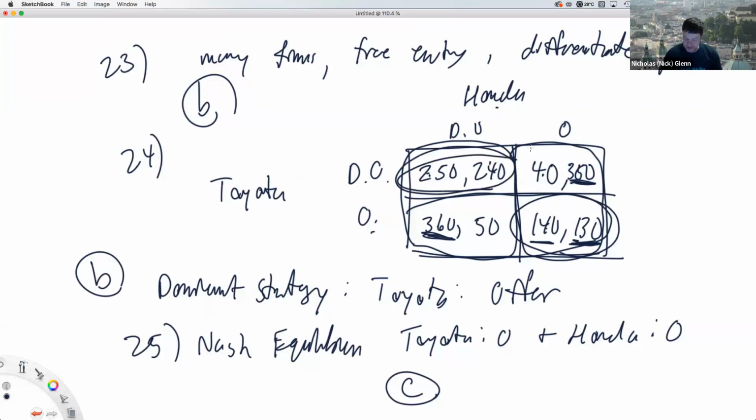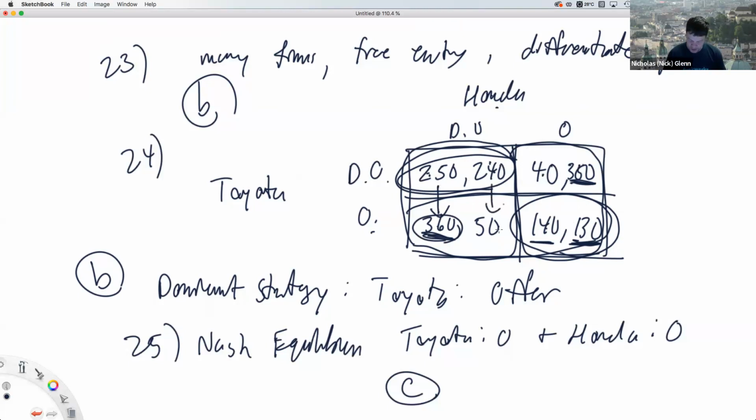Now, why is this, they're better off right here, right? 250 and 240. Why isn't that the Nash equilibrium? Well, it's because here there's an incentive to cheat and deviate. Remember, Toyota and Honda, they're concerned about their own profits. They answer to their own stockholders. They're concerned about them. So if Honda's like, well, okay, I won't offer, well, Toyota has incentive to cheat or deviate because they can get 360, which is more than 250.